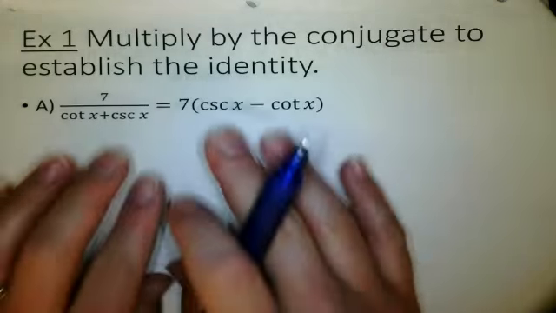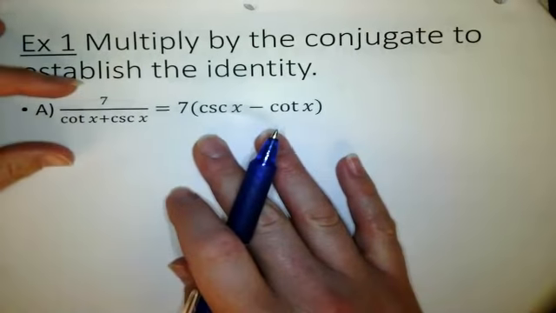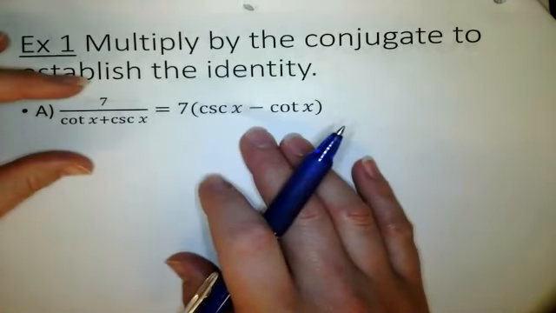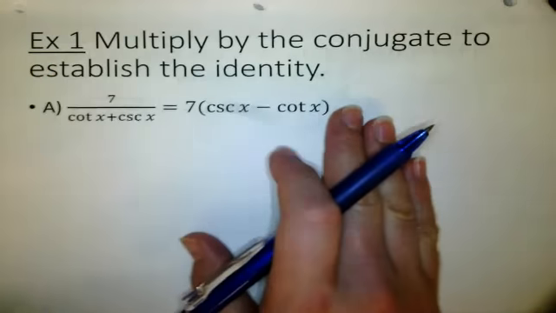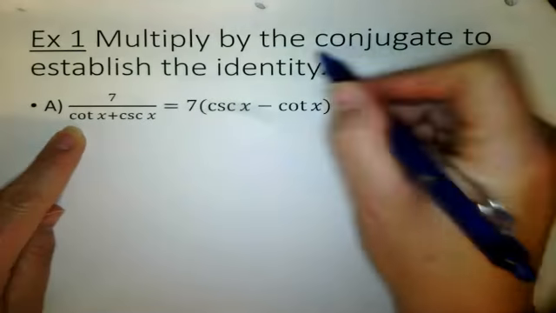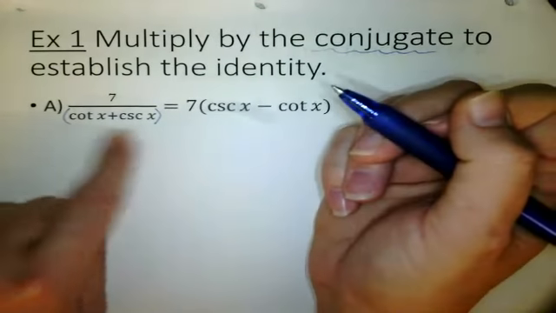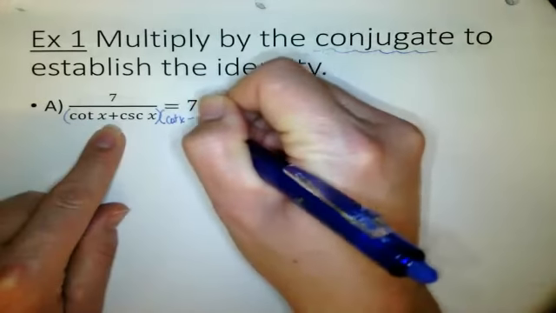So again, these two things are equal, and our job is to show how to transform one side into the other. I typically always start with the side that's a fraction. It seems a little more difficult than the side that doesn't have a fraction. All right, so we have 7 over cotangent of x plus cosecant of x. And we're going to multiply by the conjugate of the denominator. So what is the conjugate of this expression? Cotangent of x minus cosecant x.